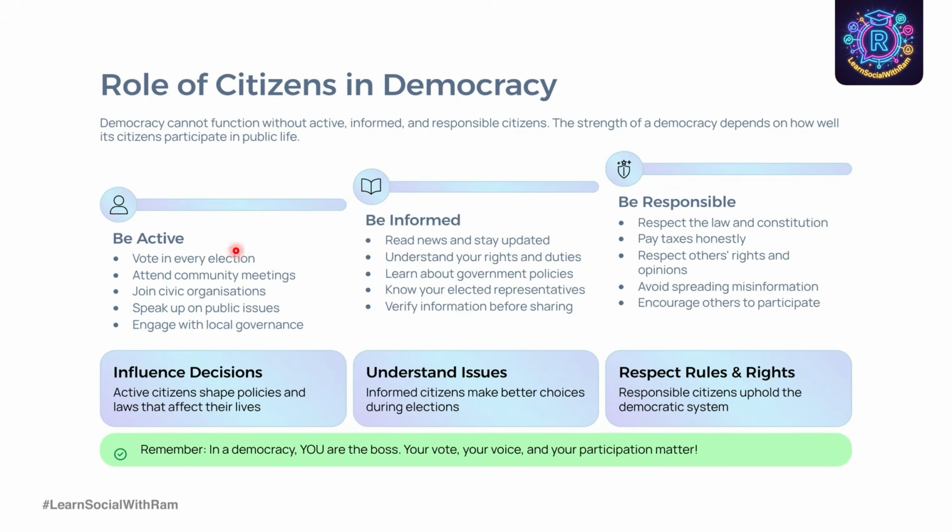Now let us try to understand the role of citizens in democracy. First one, the citizens should be active, meaning they should vote, they should attend the meetings, they should raise public issues, they should participate in the governance. Inactive citizens actually weaken the democracy. Second thing, the citizens should always stay informed. They should read news, they should understand issues, they should know government policies, they should verify information, and informed citizens always make better decisions. And the third thing is, the citizens have to act responsibly.